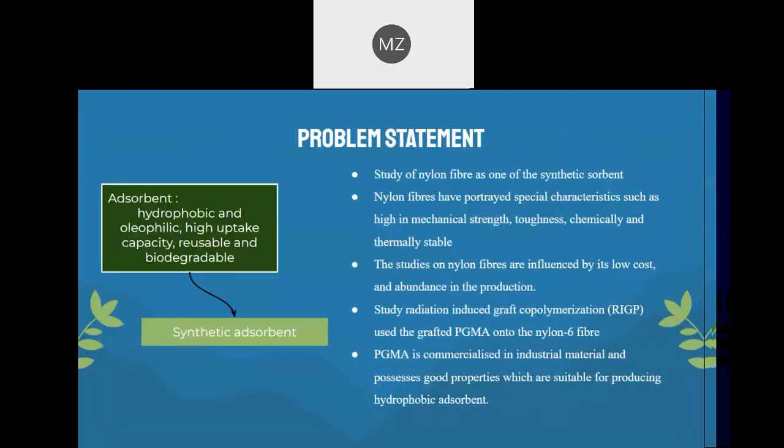The study focused on nylon 6 fiber synthetic sorbent. Nylon 6 fibers have portrayed special characteristics such as high mechanical strength, chemical and thermal stability, low cost, and abundance in production. Moreover, poly-glycidyl methacrylate (PGMA) grafted nylon 6 fiber was also studied. PGMA has excellent mechanical strength, resistance to acid and base, and is easy to form porosity. Thus, it is suitable for producing a good adsorbent.